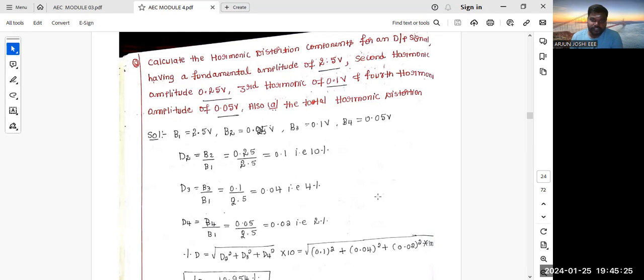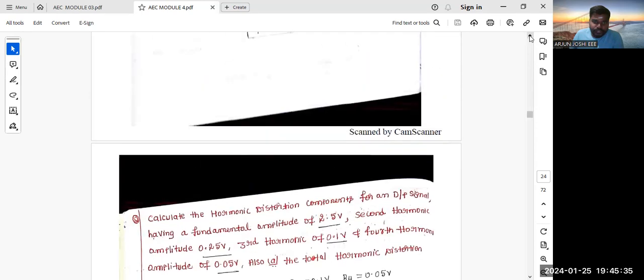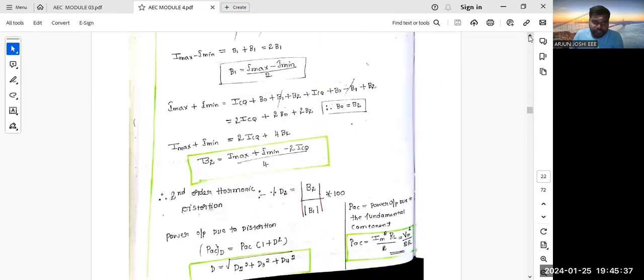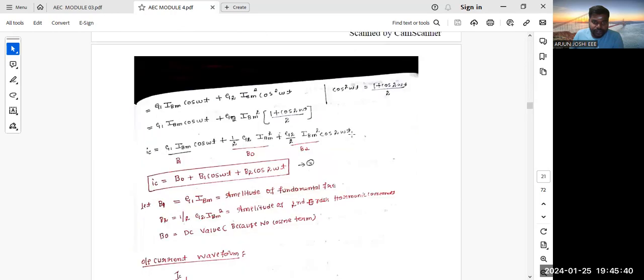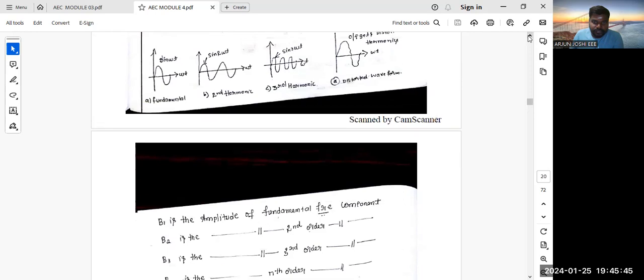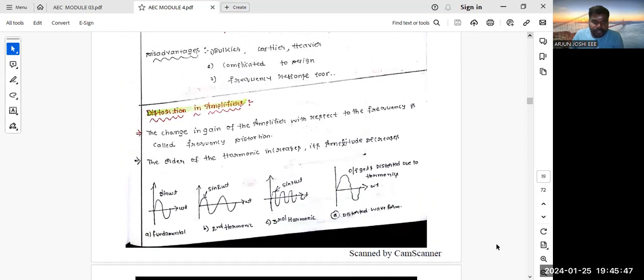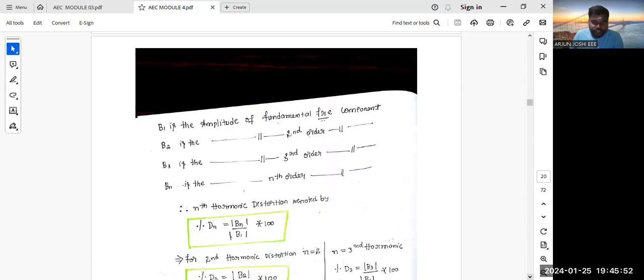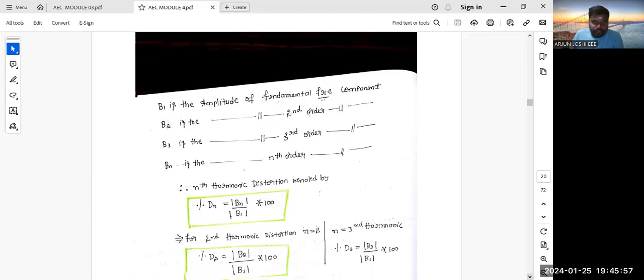Okay. Now let's solve some problems on harmonics. Before that, I would like to show you the expressions we need to find the total harmonic distortion. I'm going to explain distortion in amplifiers briefly in future classes on YouTube. As of now, let's understand some problems on harmonic distortion.